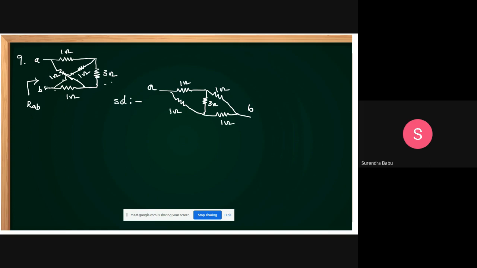All this is 3 ohms. Look at the product of opposite arms: 1 into 1, 1 into 1. Yes, the bridge is balanced. Bridge is balanced means there is no significance for this one. Then what is RAB, students? When the bridge is balanced, this has no significance. Then how are 1 ohm and 1 ohm connected? Series, 2 ohms. This is 2 ohms, this is 2 ohms. How much do we get, students? This is A, this is B. Understand or not? What is RAB, sir? 2 by 2, how much? 1 ohm. Understand? Just shift this terminal to this side and connect this resistance to this side.